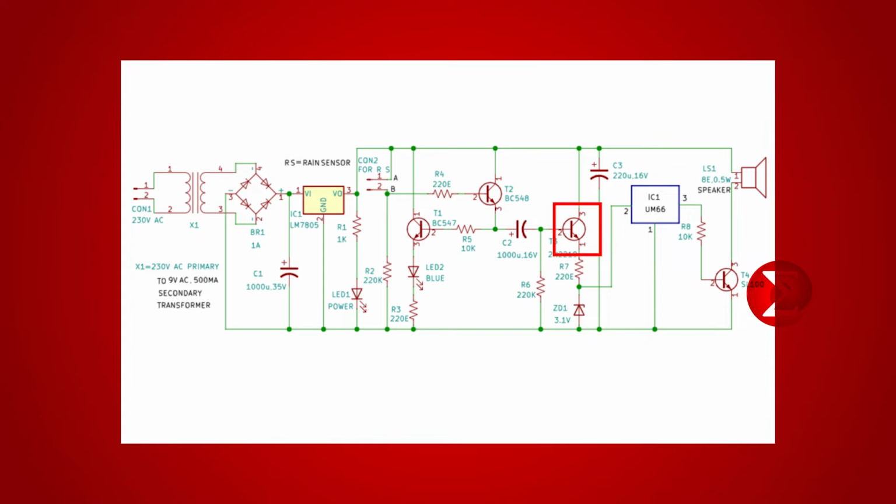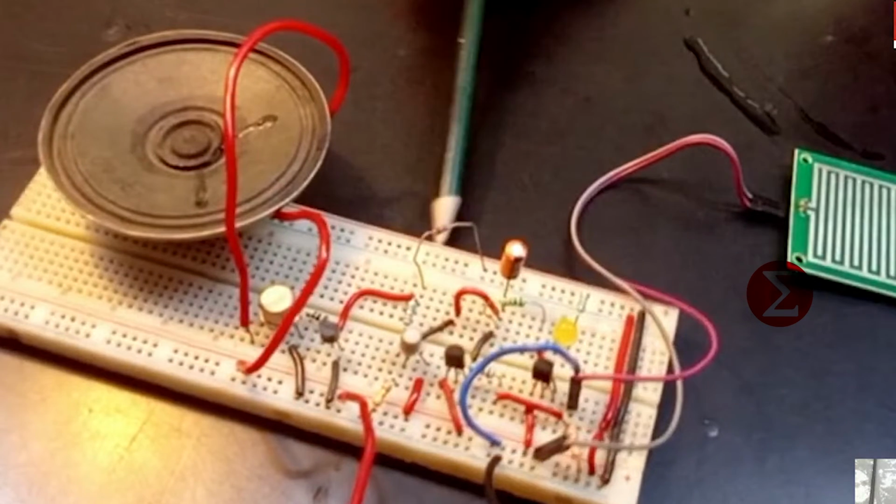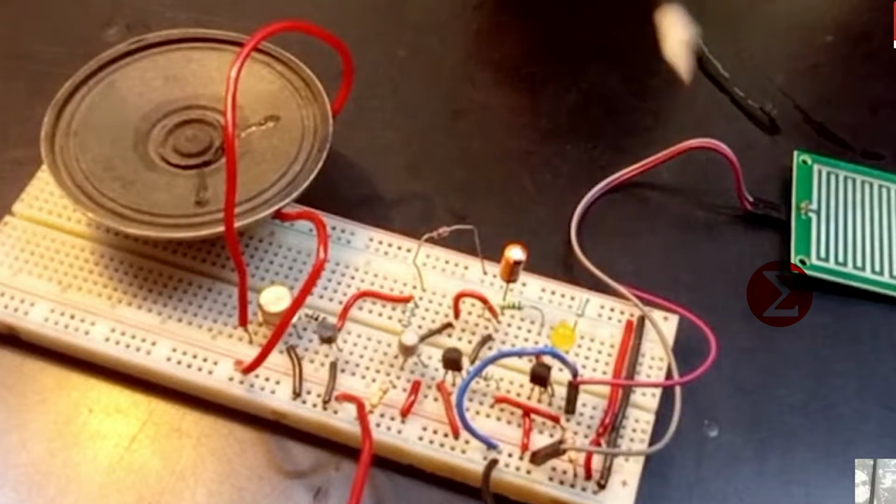From transistor 3 the melody IC will get the required power supply. The IC UM66 will generate an audio signal, after which transistor 4 will be in conducting mode and turn on the speaker. You can see the complete assembled circuit on the breadboard.